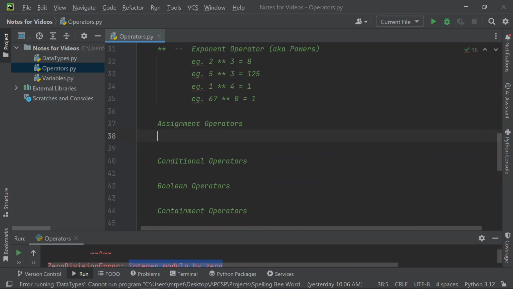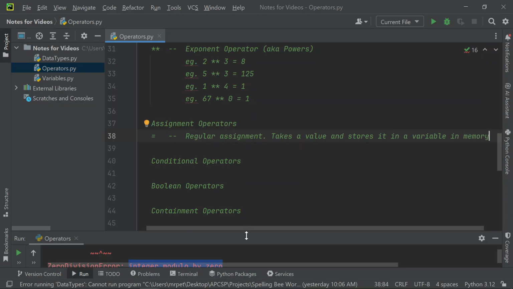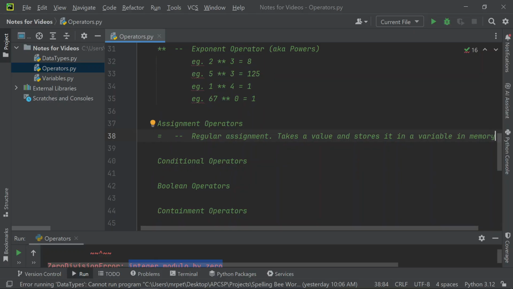All right, moving on. Assignment operators. So far, we have looked at one assignment operator, the equal sign. This is just regular assignment. So we are taking a value and storing it in memory. It takes a value and stores it in a variable in memory. Cool.